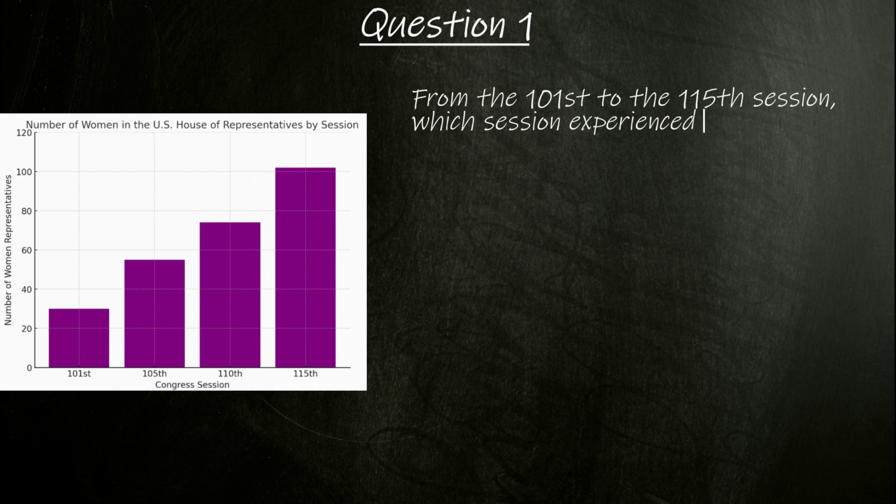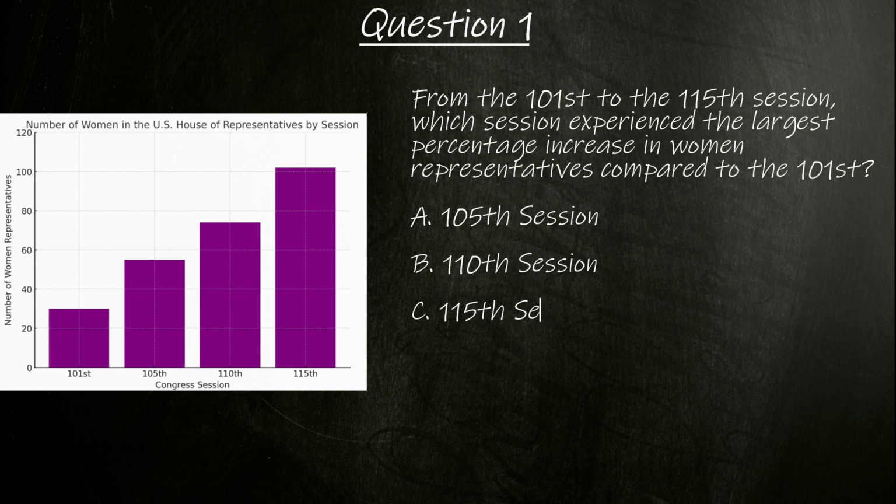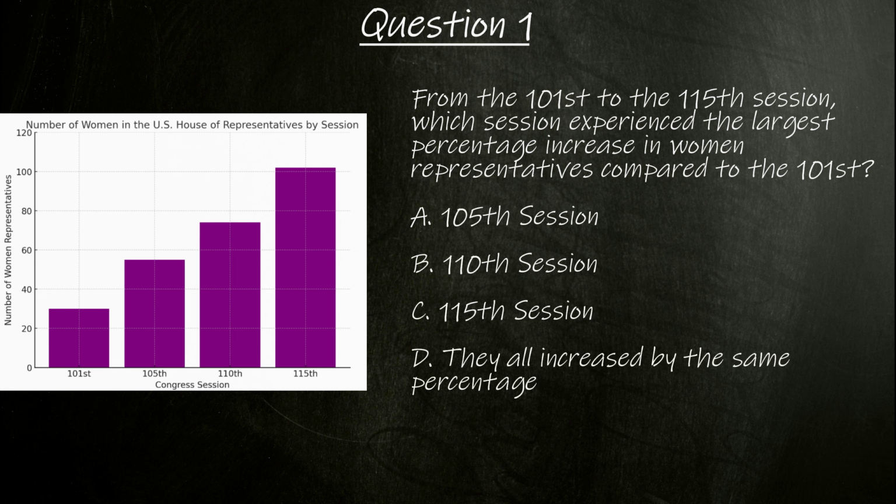Which session experienced the largest percentage increase compared to the 101st? Notice, it's not just asking which session had the most women, but which had the biggest percentage growth. Remember, when you see percentage increase, you're thinking of proportional growth, not just raw numbers. To answer this, compare each session's numbers directly against the 101st. If you chose the 115th session, option C, you're thinking about it correctly. This session showed the most substantial increase compared to the starting point. Options A, B, and D either didn't have as large an increase or incorrectly suggested they were equal.